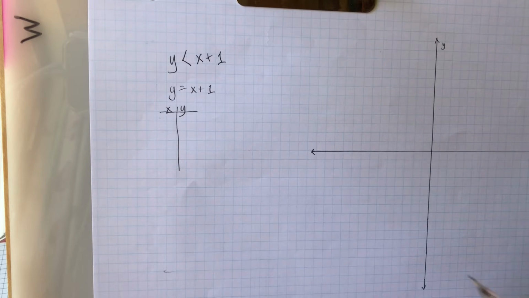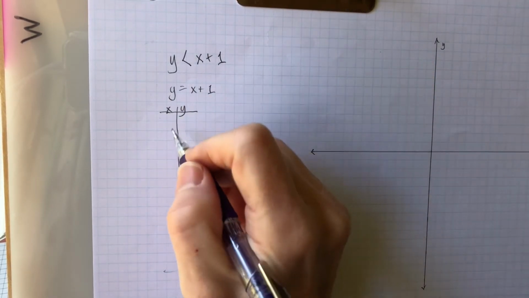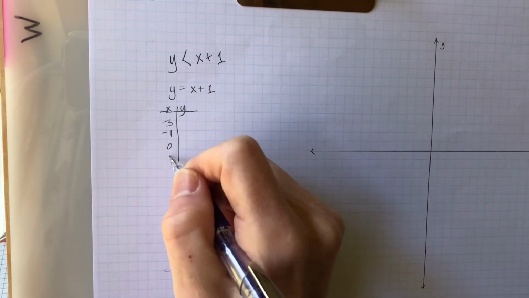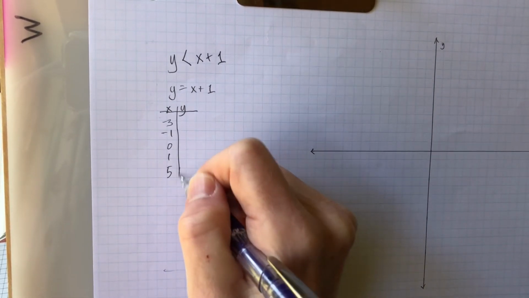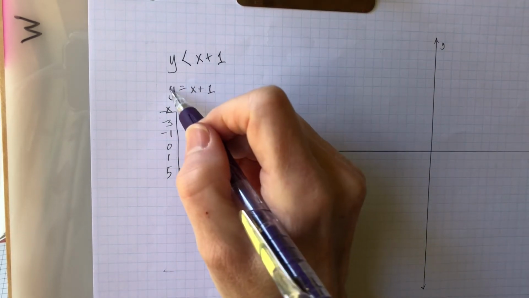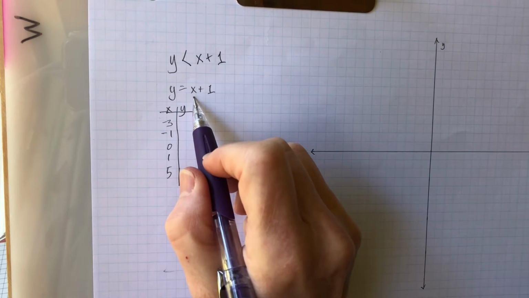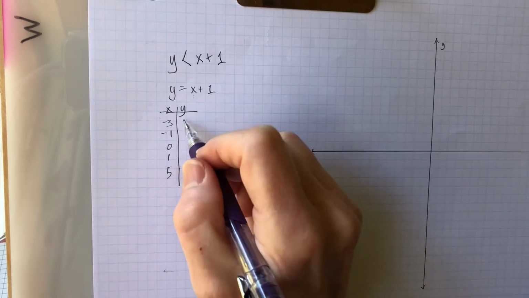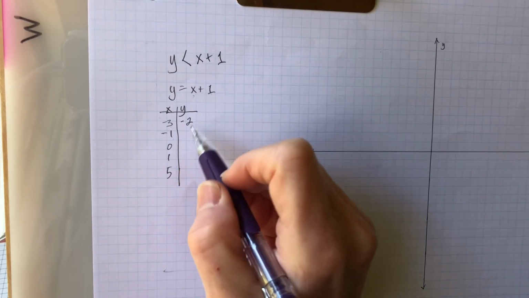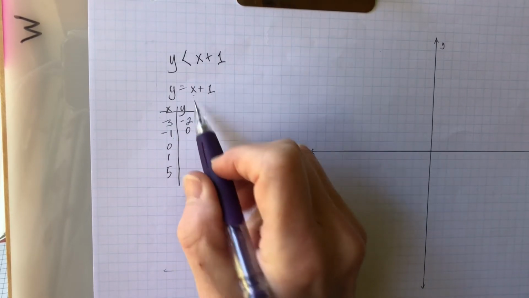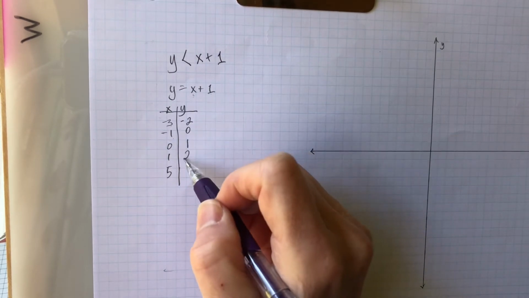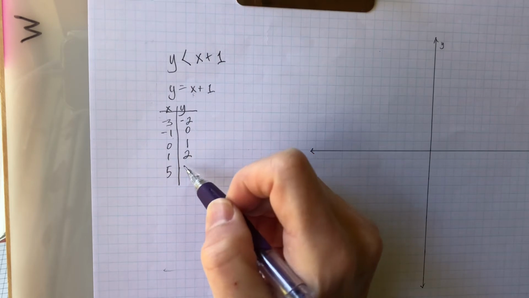And we choose some values for x. Let's say -3, -1, 0, 1, and 5. And we calculate our values for y. So when x is -3, -3 plus 1 is going to give us -2. When x is -1, -1 plus 1 will give us 0. When x is 0, 0 plus 1 is 1. X is 1, we get 2. And when x is 5, 5 plus 1, we get 6.